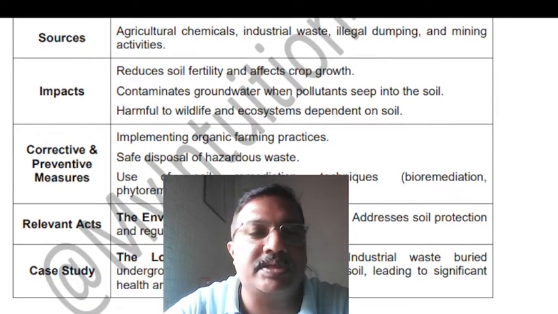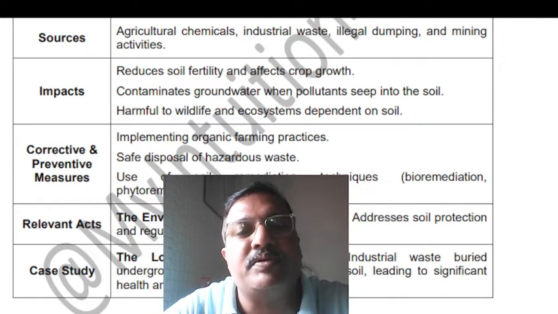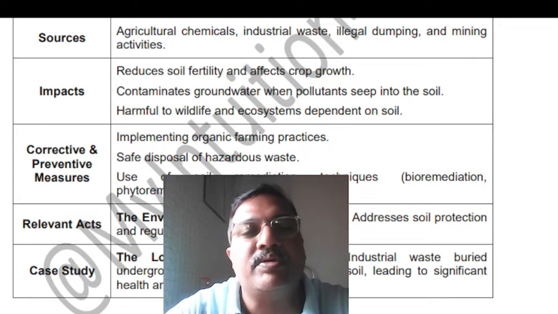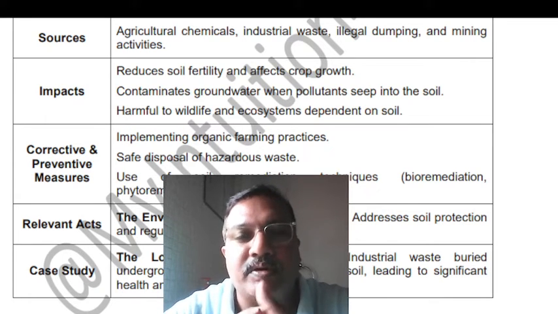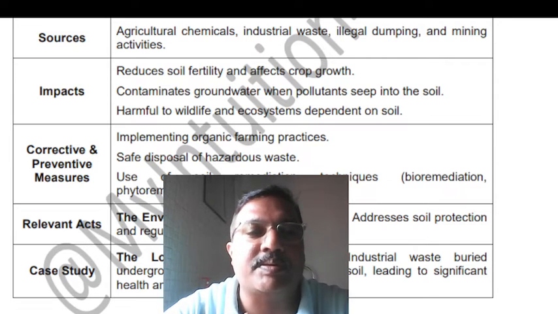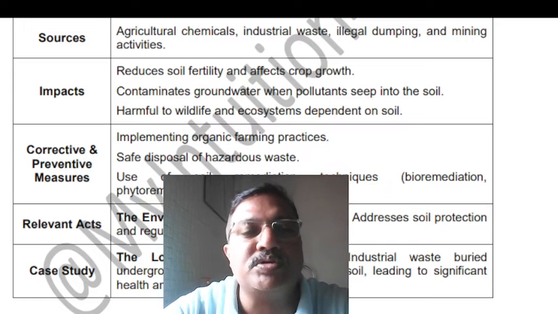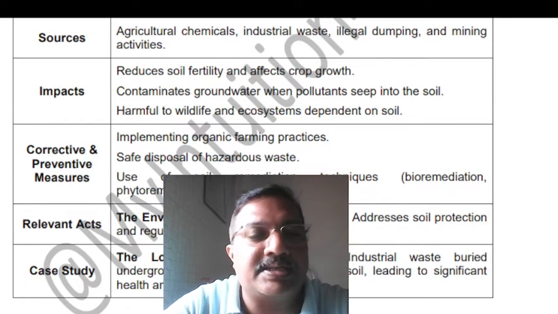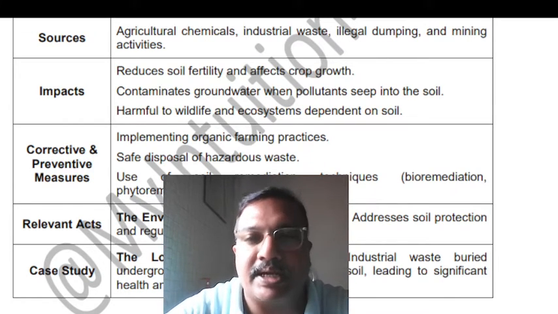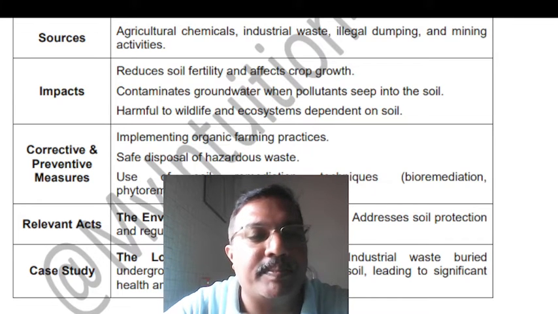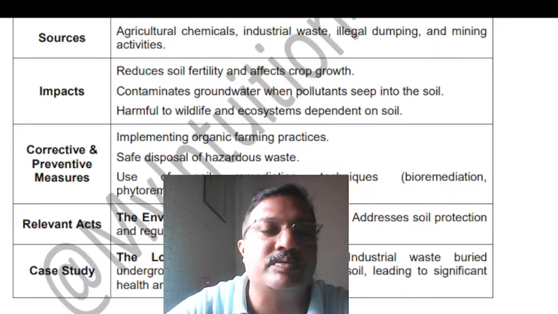Okay, so the sources. Soil pollution happens when harmful chemicals or waste material mix with the soil. This makes the soil unhealthy for growing crops, supporting animals, or even holding clean water. The sources of soil pollution: agricultural chemicals, industrial waste, illegal dumping, and mainly mining activities.